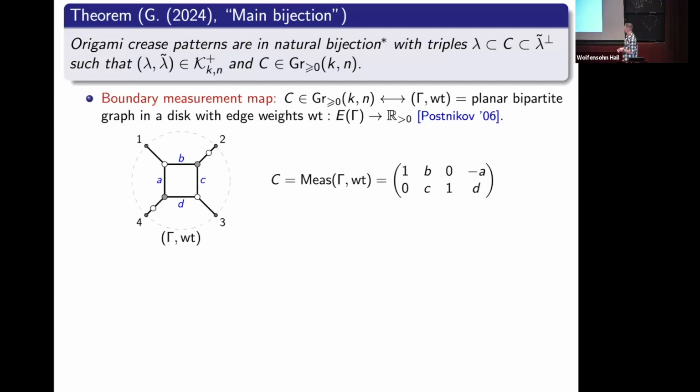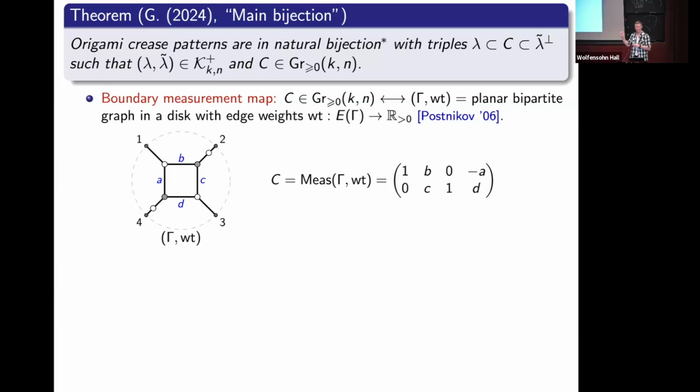So first of all, I'm going to replace C. There is this construction due to Postnikov called the boundary measurement map, which tells you that C, these totally non-negative k-planes, are in bijection with weighted planar bipartite graphs in a disk. So here's an example. You have a planar bipartite graph in a disk. You put positive real numbers on the edges, and then you do the boundary measurements. You run a dimer model, taking n choose k measurements with different boundary data, and so you get n choose k minors of some k by n matrix. This is a one-to-one correspondence modulo square moves.